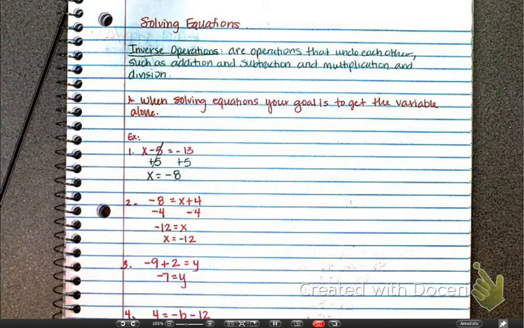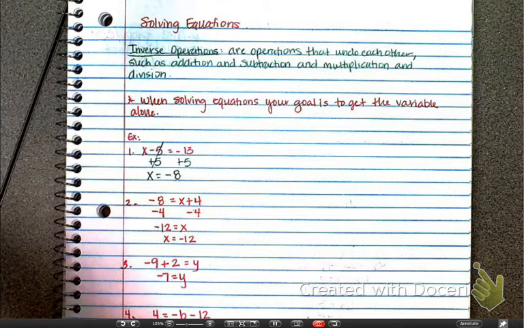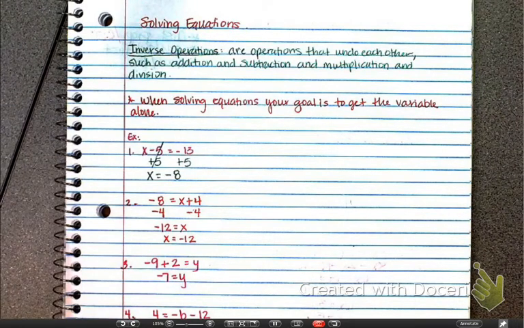So when you're getting a variable by itself and you're moving things from the left to the right of the equal sign or vice versa, we're going to use our inverse operations. Okay? What's always the goal when we're solving equations? To get the variable by itself. Can you tell me the difference between an equation and an expression? An equation has an equal sign.